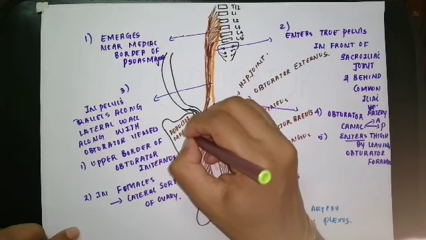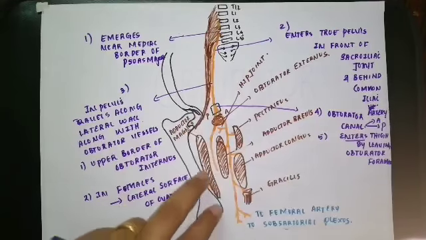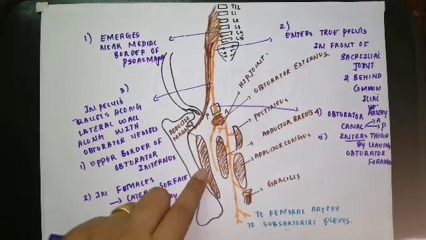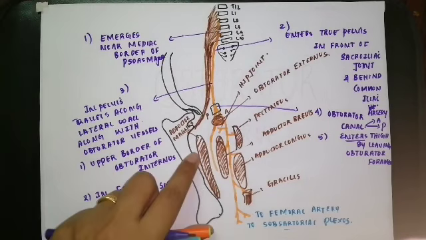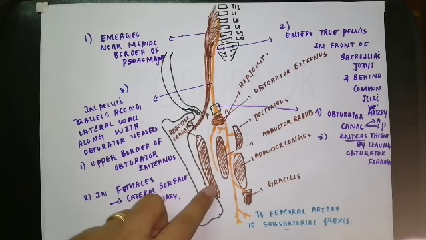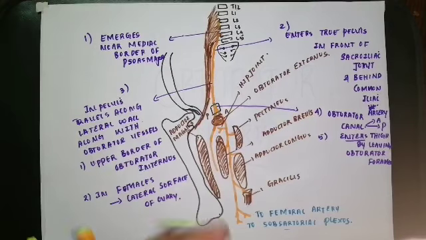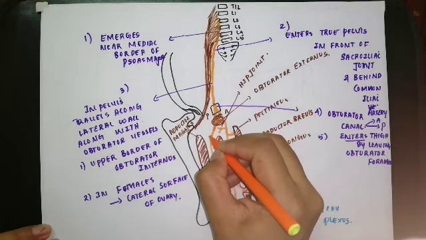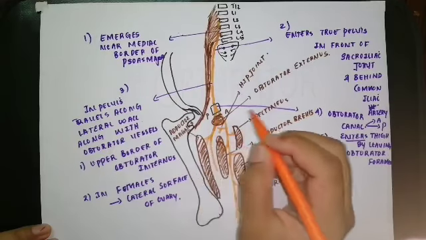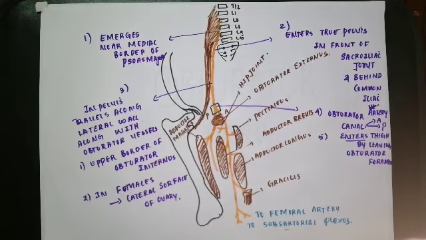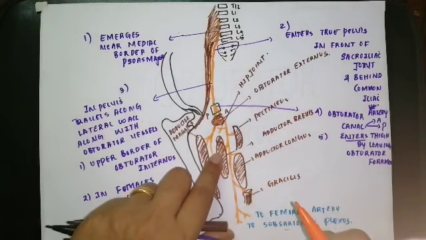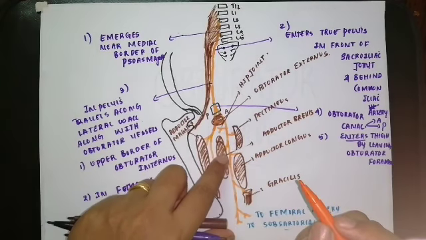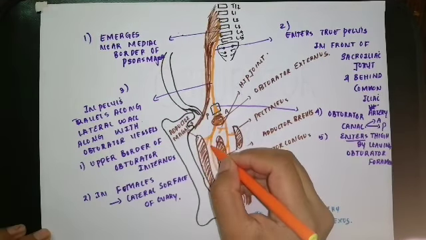Now this muscle has got an adductor part and a hamstring part. The hamstring part is supplied by the tibial part of the sciatic nerve, whereas the adductor part is supplied by the posterior division. Now this is supplying the adductor part of adductor magnus muscle.